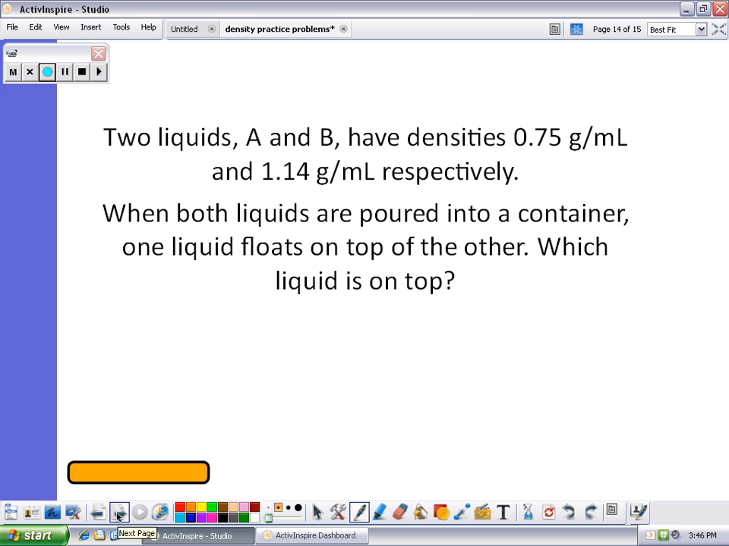Two liquids, A and B, have densities of 0.75 grams per milliliter and 1.14 grams per milliliter respectively. When both liquids are poured into a container, one liquid floats on top of the other. Which liquid is on top? Pause to do the problem. Play to continue to the next problem.